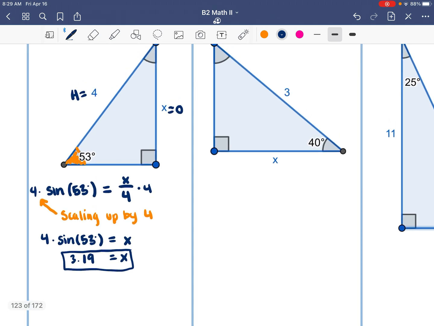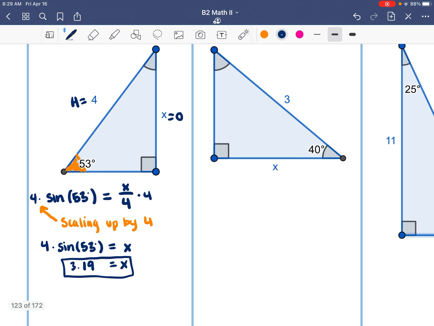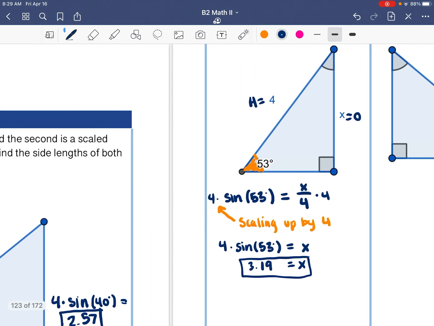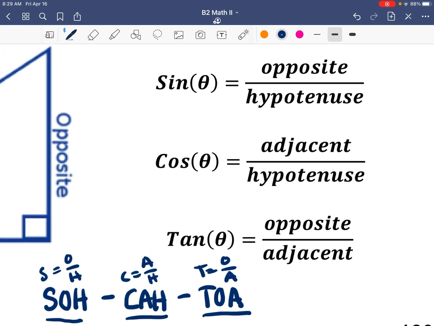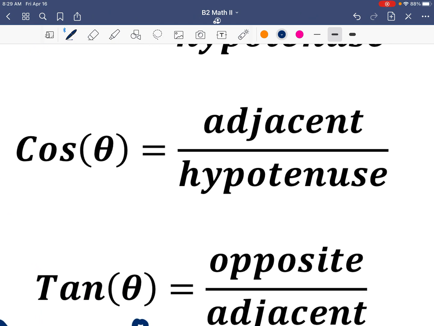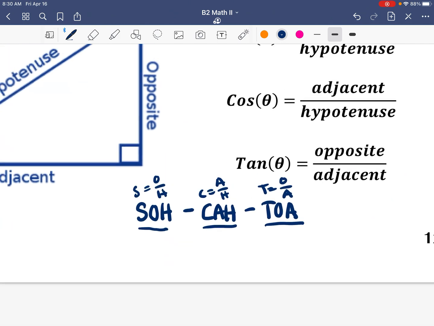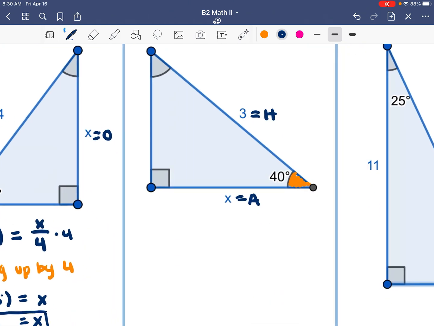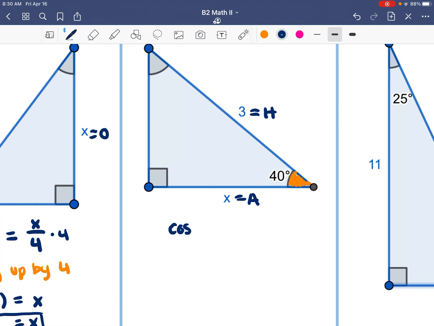So let's do it again. Let's get used to this process here. The first step is to identify your reference angle, which in this triangle is 40, and then figure out what two sides you're dealing with. For this one, we're dealing with the hypotenuse and the adjacent side. If we peek back at our trig definitions, adjacent and hypotenuse, you need to use cosine. So we'll set up this equation that says cosine of 40 equals the adjacent over the hypotenuse. So this is x over 3.